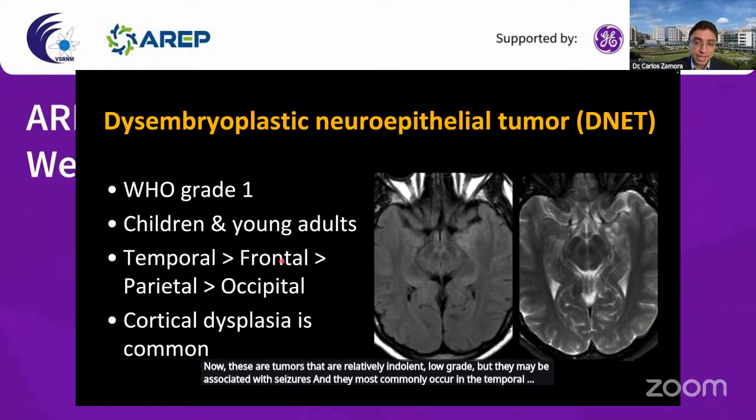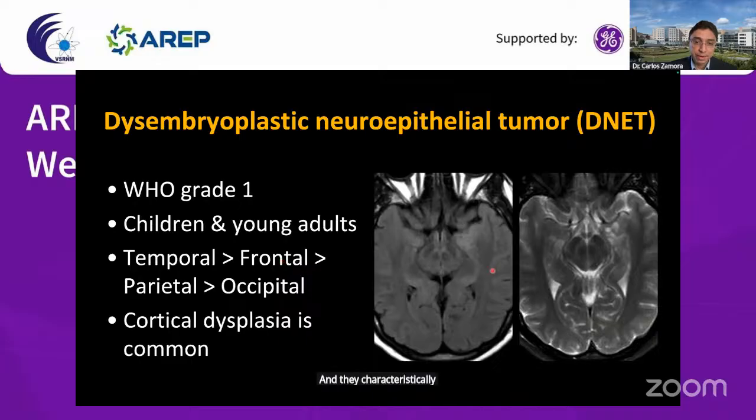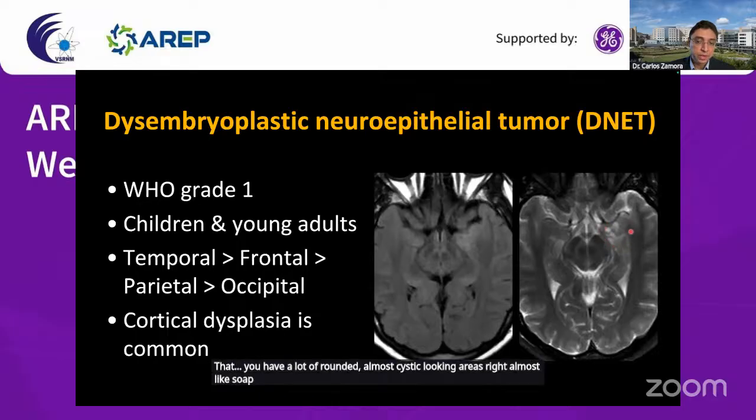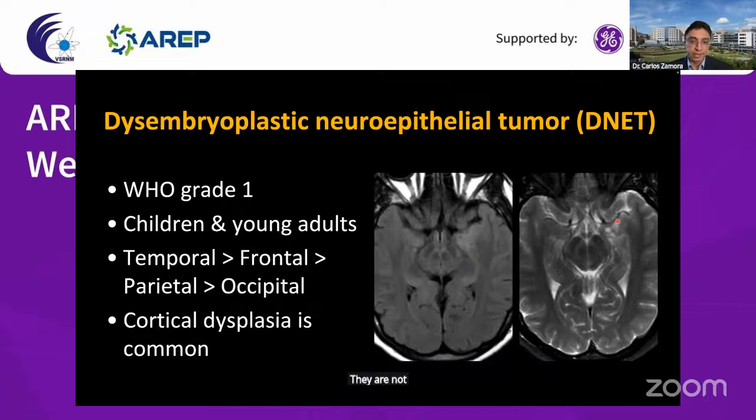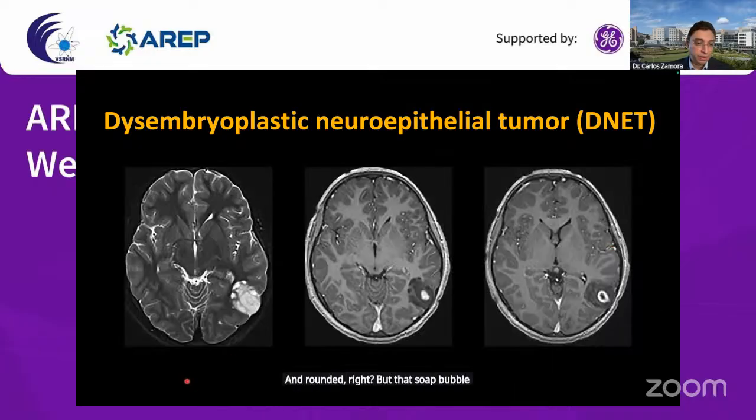And they characteristically have this appearance, as you can see here, that you have a lot of rounded, almost cystic looking areas, right? Almost like soap bubbles, right? But they are not truly cystic, right? They're bright on T2, but they do not suppress on FLAIR, right? So they are not perivascular spaces. They are not simple cysts. This is tumor, right? It just looks very bright and rounded, right?